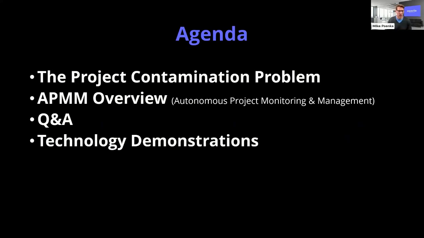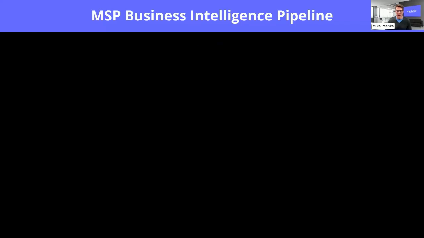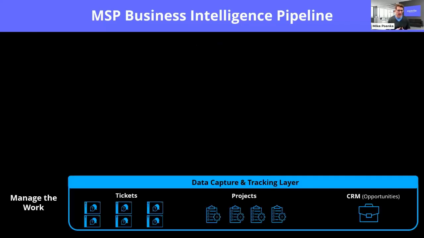So let's jump right into the meat of the problem. It comes down to something that we call the MSP Business Intelligence Pipeline. At the first layer of that pipeline, we have the managing the work layer. This is where you're capturing and tracking. We've got ticketing data, we've got project data. We also have CRM data, the opportunities that you have coming into your business, and we'll talk about that in a little bit as well. But this is where that transactional data occurs.